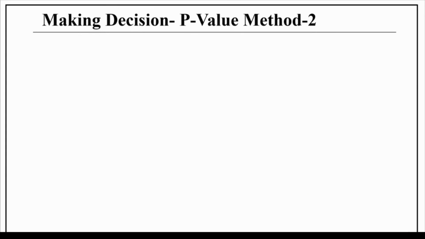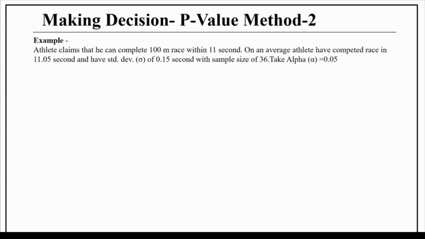Now let's solve a question to understand the p-value concept much better. An athlete claims that he can complete a 100-meter race within 11 seconds. On average, the athlete has completed the race in 11.05 seconds, with a standard deviation of 0.15 seconds and a sample size of 36. Take alpha equal to 0.05.